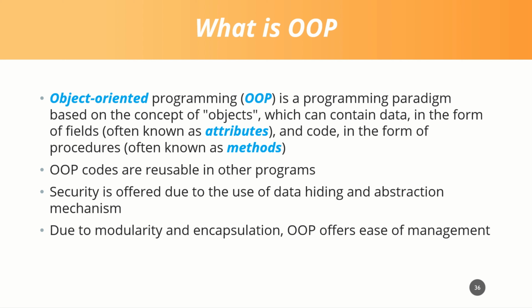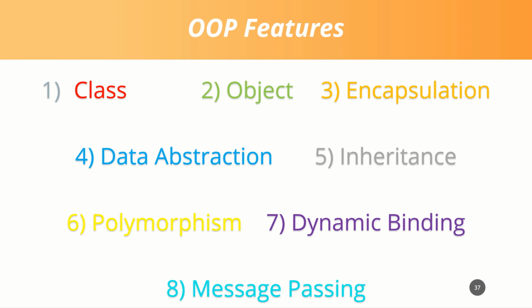Second point is that OOP code is reusable in other programs. Third is that security is offered due to the use of data hiding and abstraction mechanisms. And fourth point is that due to modularity and encapsulation, OOP offers ease of management. Let's have a look at the features of OOP. First is class, object, encapsulation, data abstraction, inheritance, polymorphism, dynamic binding, and message passing.